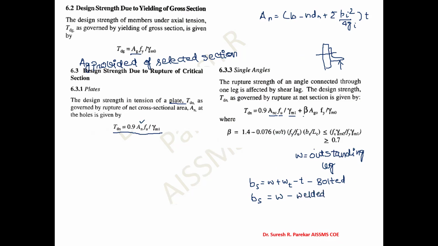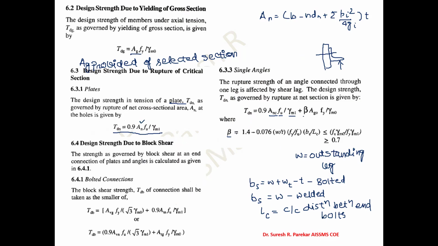So now we know bs and Lc. Lc we have already seen: it is the center to center distance between end bolts. And likewise, we can find all these values, which will give me the value of beta. If I substitute in this equation, I will get the value of TDN for single angles. This is the rupture of critical section.